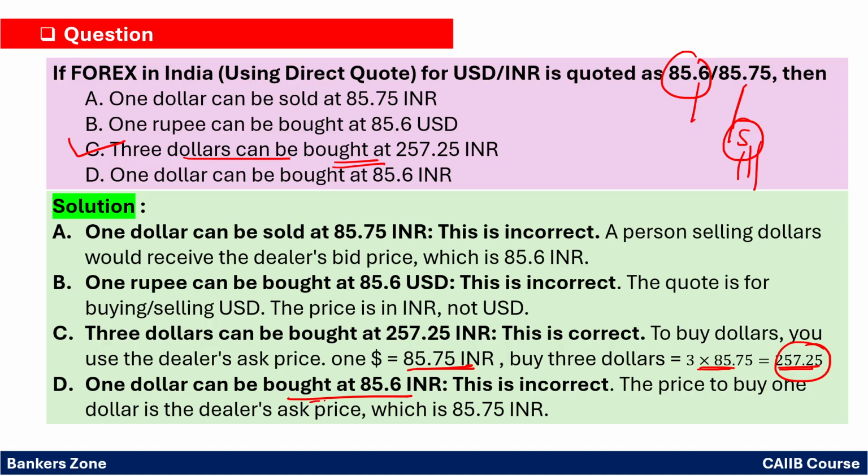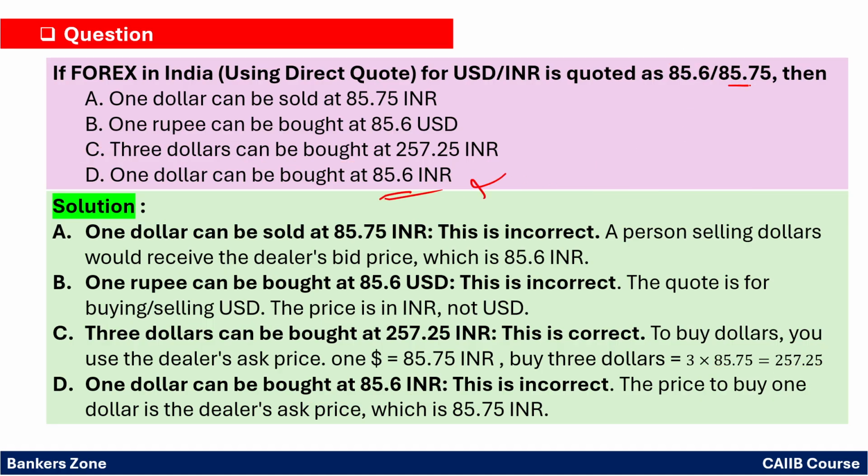$1 can be bought at 85.6. So see, 85.6 is the buying price, right? Whether we are able to buy at the lowest price? No, we are not able to. See, we are forcefully trying to buy. So we have to buy at the price at which the seller wishes to sell, right? So it is wrong. Here it must be 85.75. Okay. So C is correct.